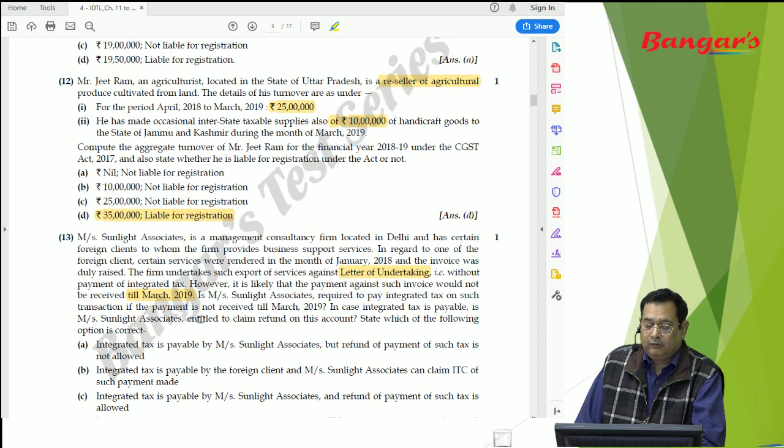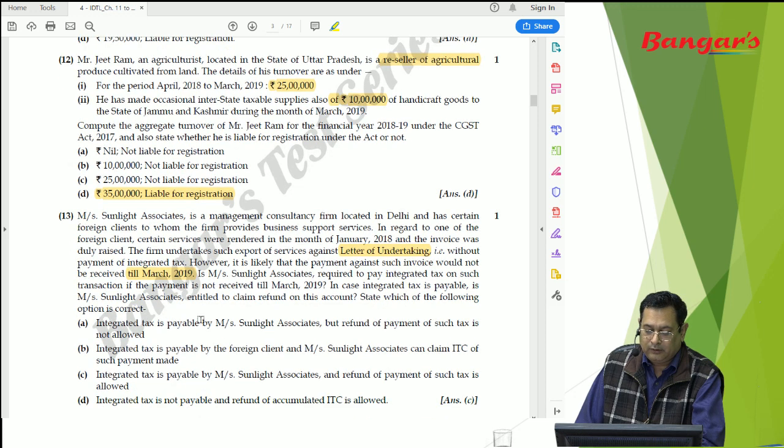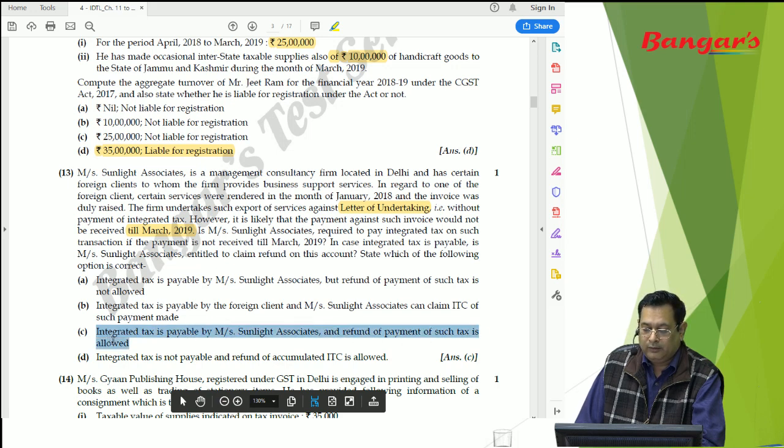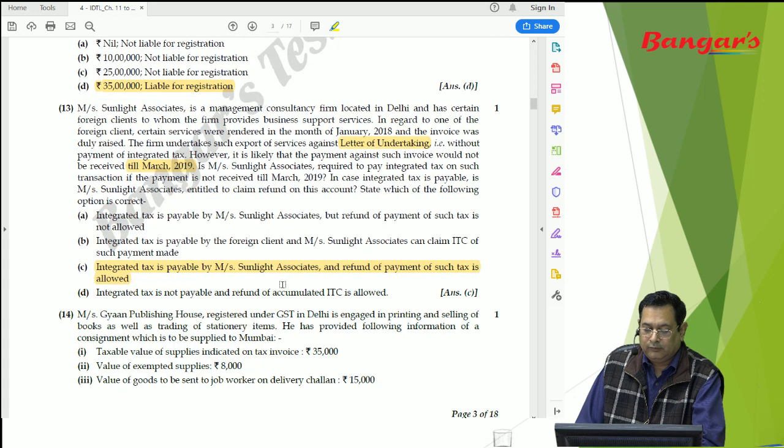Then in this case, they will be required to pay integrated tax. Yes, since the condition is not fulfilled for exemption in this regard, they will be required to pay integrated tax. And whether they can claim the refund, yes, they can claim the refund of the tax so paid subsequently. So integrated tax is payable by Sunil Associates and refund of tax will be allowed subsequently when they receive the amount in convertible foreign exchange.